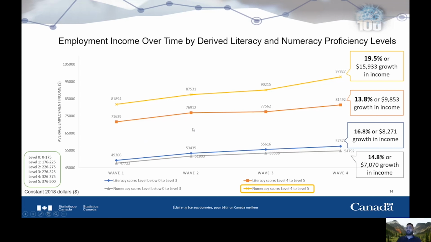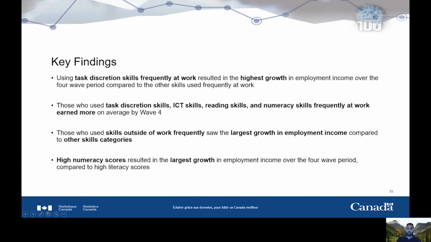Now let's take a look at the key findings. Task discretion skills used frequently at work saw the highest growth in employment income over that 4-wave period. Those who use task discretion skills, ICT skills, reading skills, and numeracy skills frequently at work earned more on average in wave 4. Remember, at the end, they all averaged over $85,000, which was much more than we've seen in any other of the skills use categories.